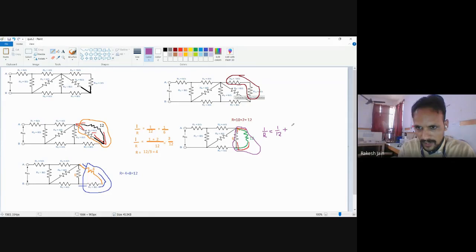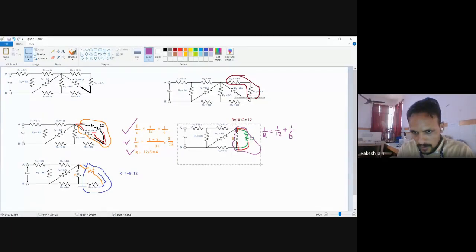There is no need to find out again the answer because we have already done this. See, this is also 1 divided by 12 plus 1 divided by 6. We already did it here. I just write a mark of right with purple color. So 1 upon R is equal to 1 upon 12 plus 1 upon 6. So we will find out the answer as 4 ohm. So again, we will find out here the answer as 4 ohm. So there is no need to do this derivation step also. Now the diagram will be completely changed.